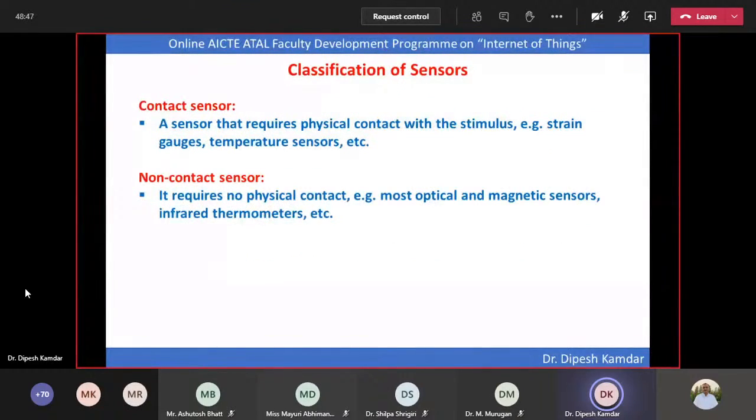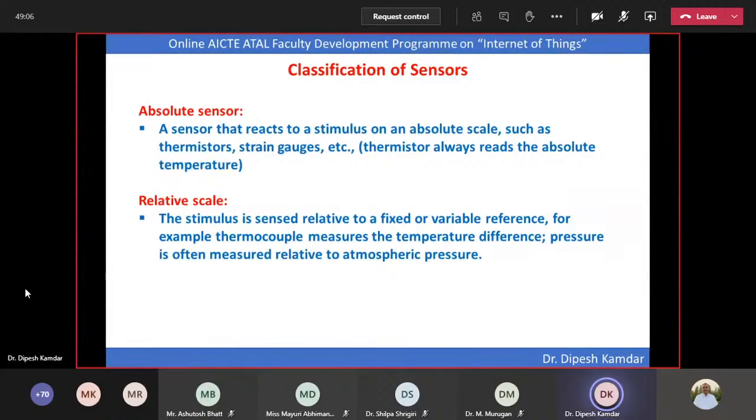Then there are some sensors which need contact, and some sensors are contactless sensors. Depending on whether it requires contact to sense the physical data, contact or contactless sensors are used. Then there are absolute sensors and relative sensors. Absolute sensors measure absolute quantities, while relative sensors sense a relative quantity, like pressure.